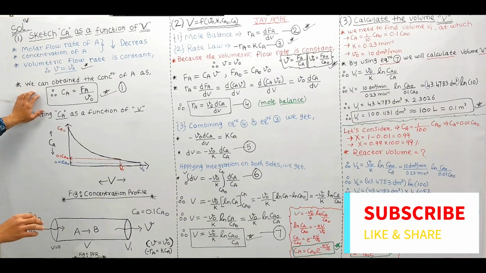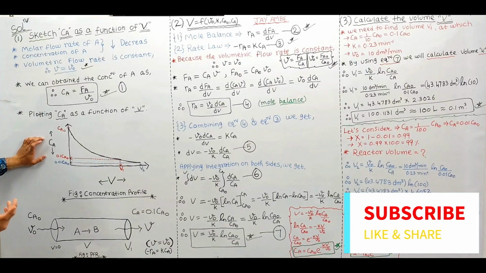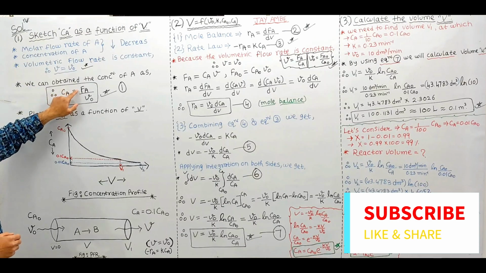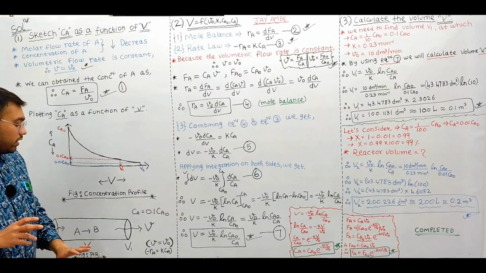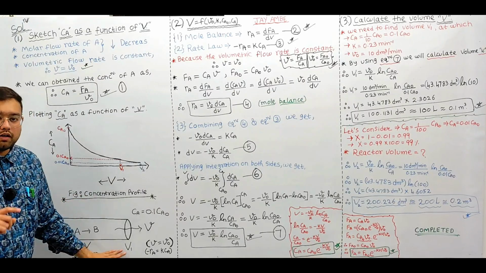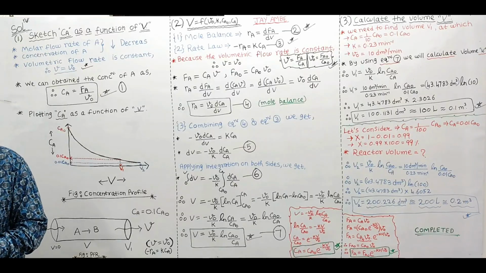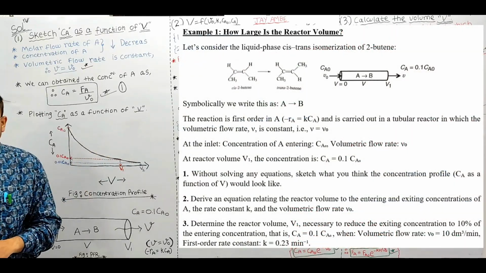So let's say if we want to understand what concentration means, concentration is the ratio of molar flow rate with respect to the volumetric flow rate. I hope you understood the first part. Now we have completed the solution of the first part. Now we'll solve the second part, right? So I request you to please read the second part.